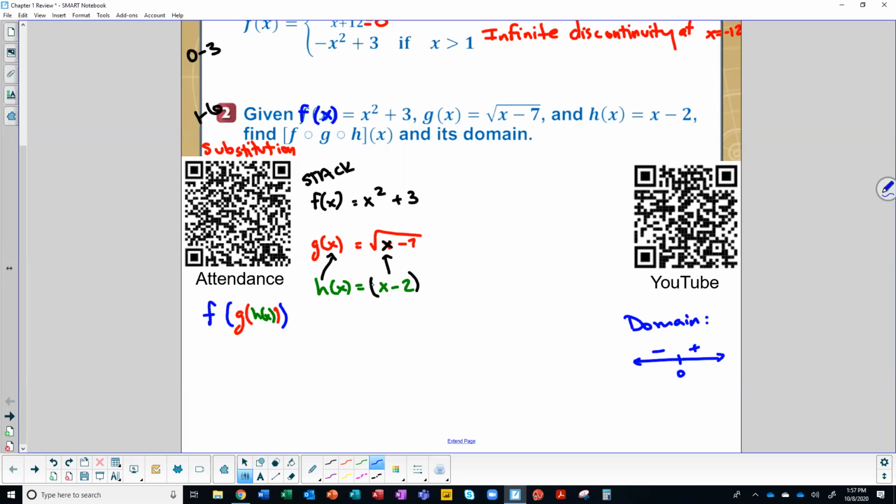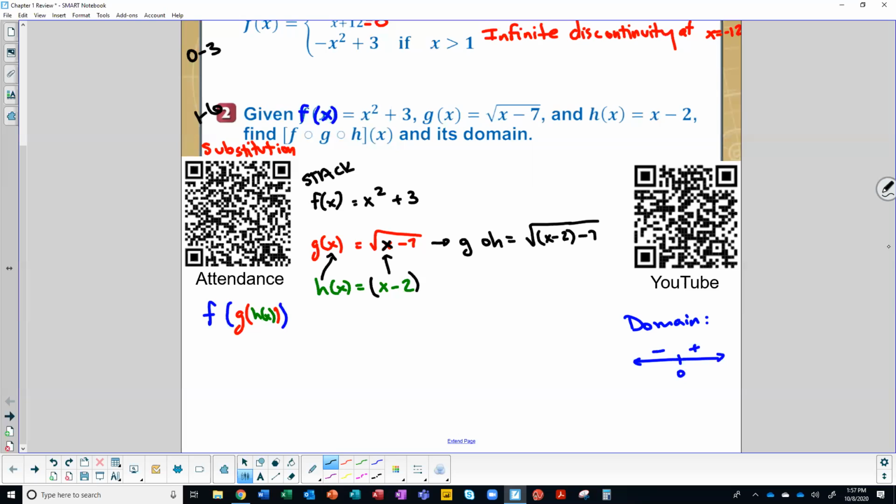X minus 2, there's no division, there's no square root. So right now, I'm all reals. I substitute this up. And so when I substitute, what I get is g of h. G of h is going to be the square root. This x comes out, and it gets replaced with x minus 2 with the minus 7 on the outside, like that. And now I have a square root.